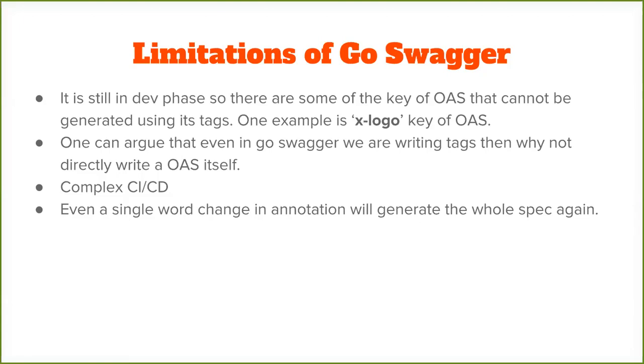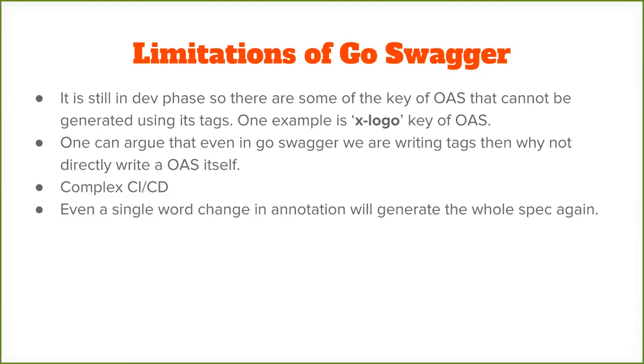So GoSwagger has a workaround for this problem. Whatever is not supported, you can write in JSON in a separate file and merge it while generating the spec file, right? And one can even argue that even in GoSwagger, we are writing tags in the source code. So why don't we write our OAS itself? Why can't we write the spec document itself, right?